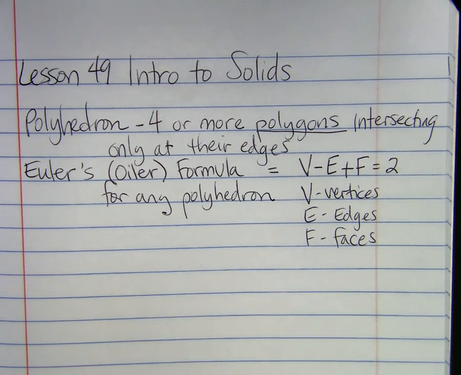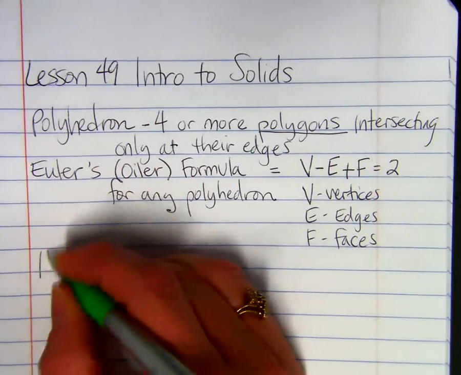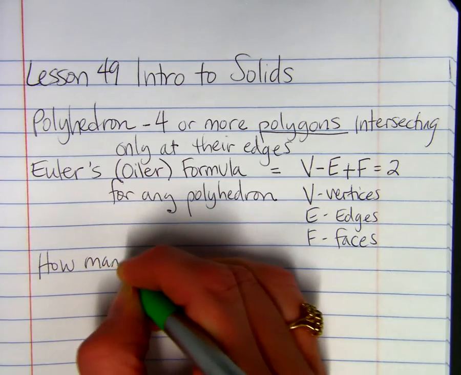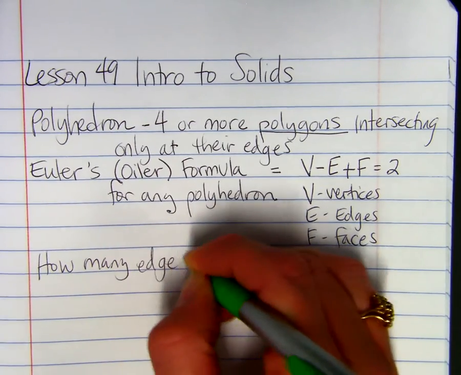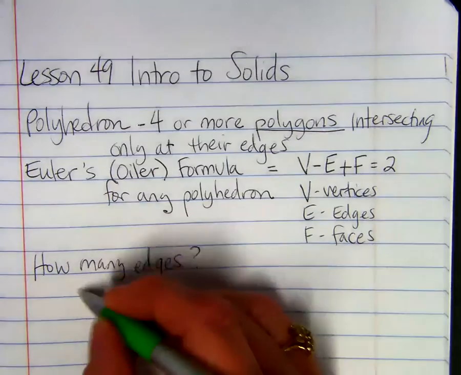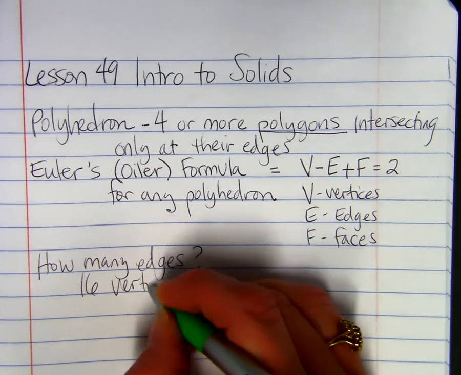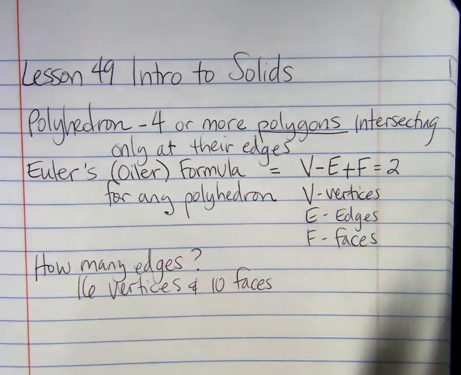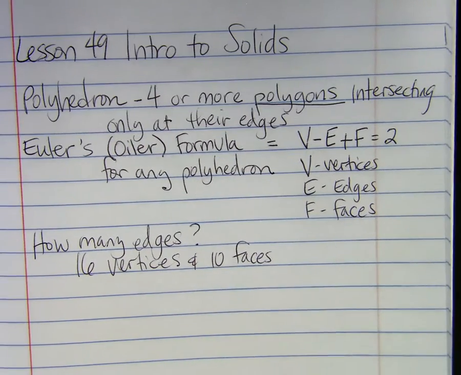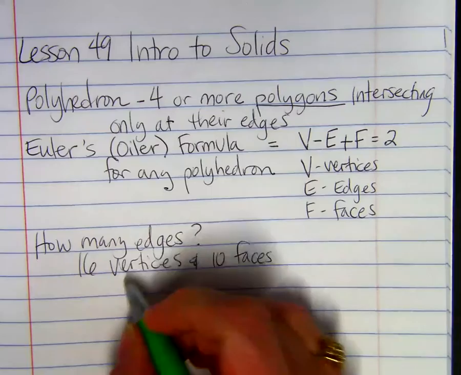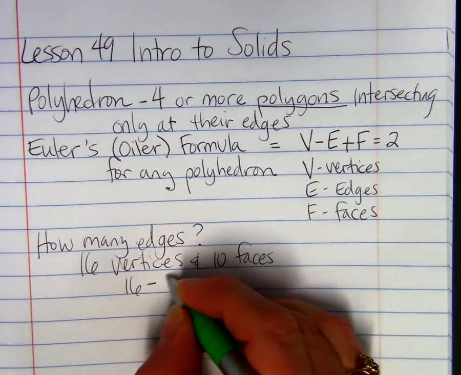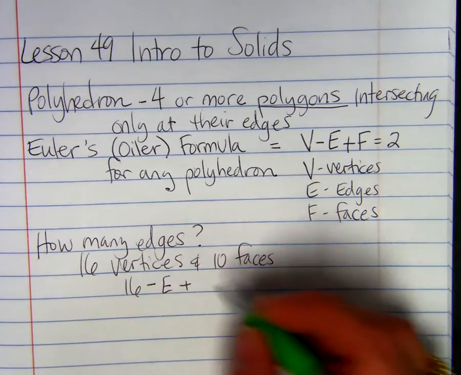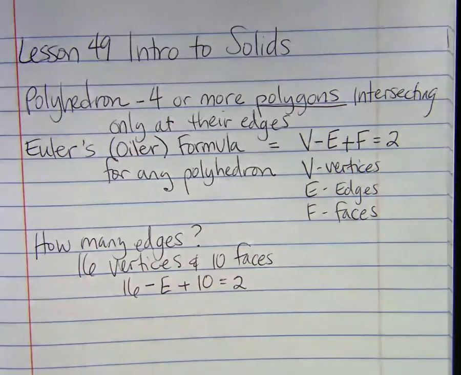Oh, here's an example. How many edges does a polyhedron have if there are 16 vertices and 10 faces? We're not going to write it all down, just how many edges. So you would just plug in 16 minus E plus 10 has to equal 2 and solve for E.